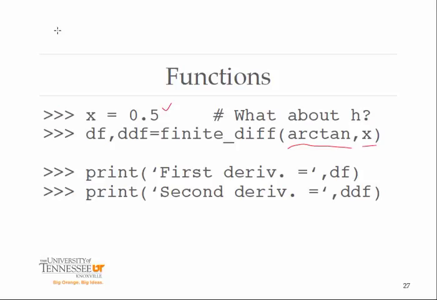Now, if you provided an h, it would actually be overridden. The original default value would have been overridden. So if you said h equals 1/2, then it would have overridden the 0.001. And then, of course, you can print out the first and second derivative values using those print statements right there.